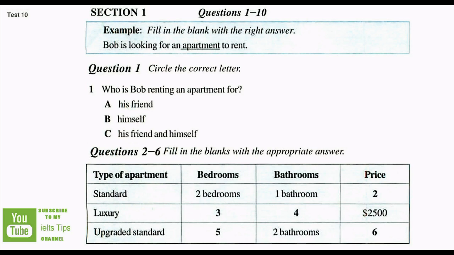Now turn to Section 1 of your booklet. Section 1. You are going to hear a conversation about renting an apartment. First, you have some time to look at questions 1 to 6. Before we start the test, look at the example of your question booklet and listen to the tape.